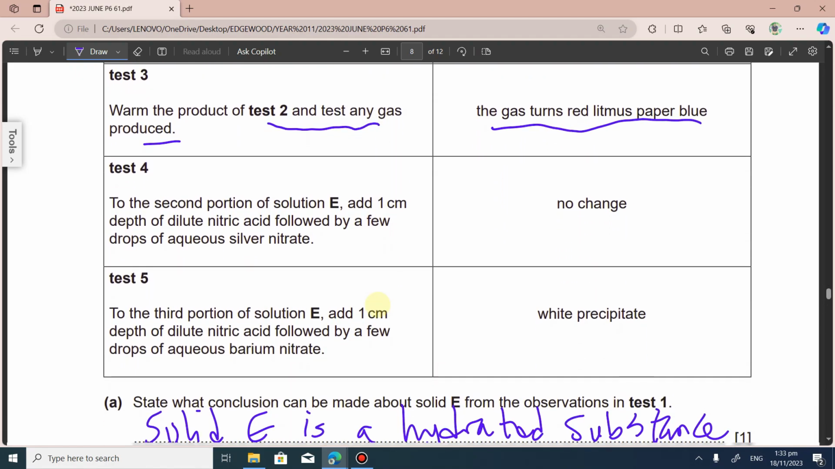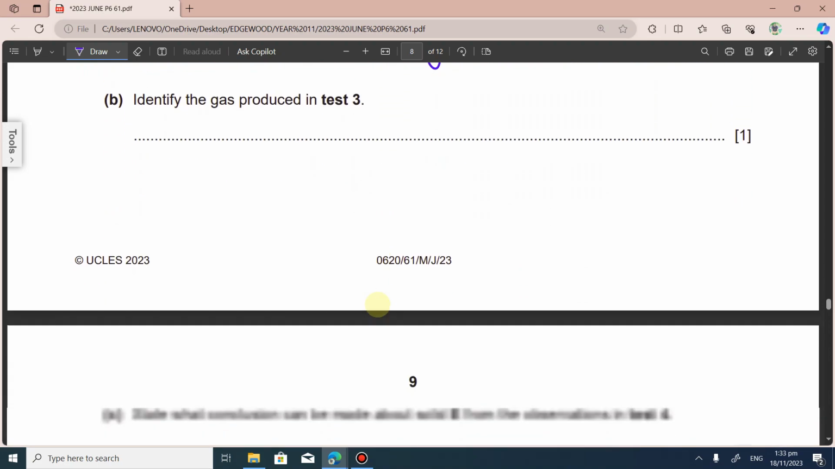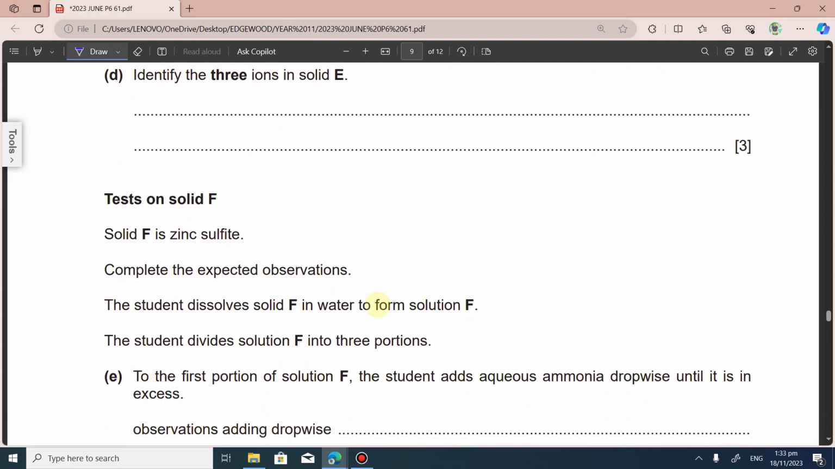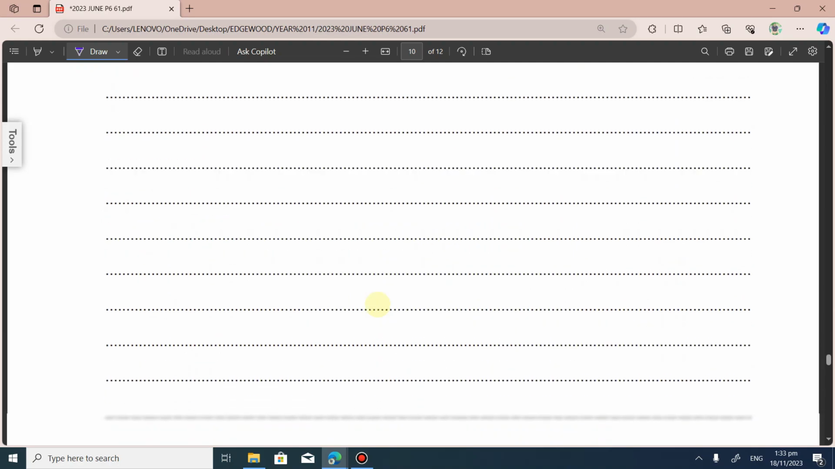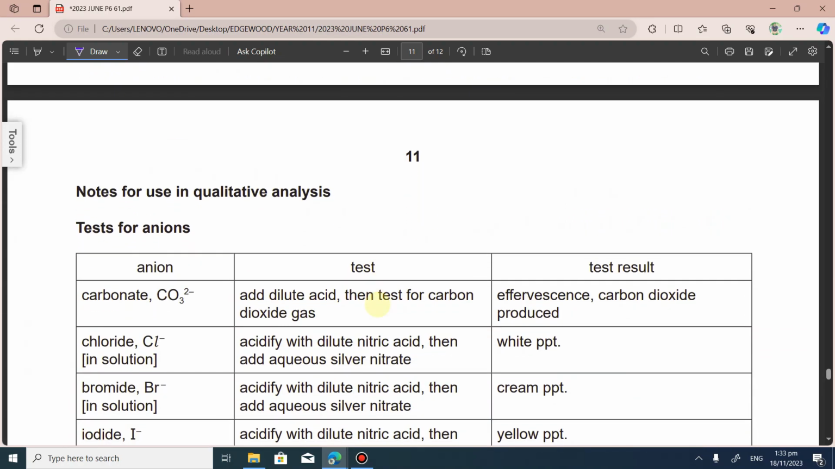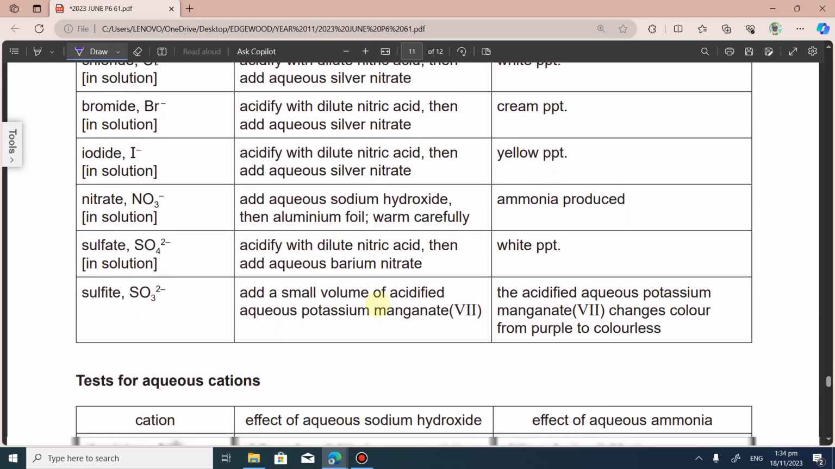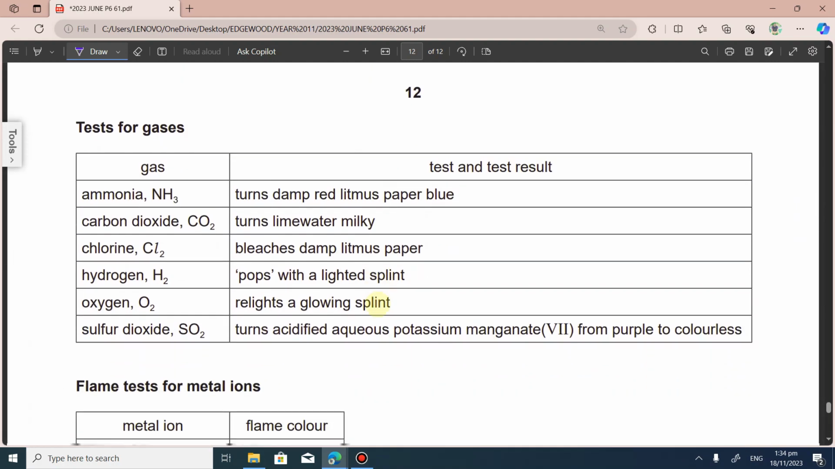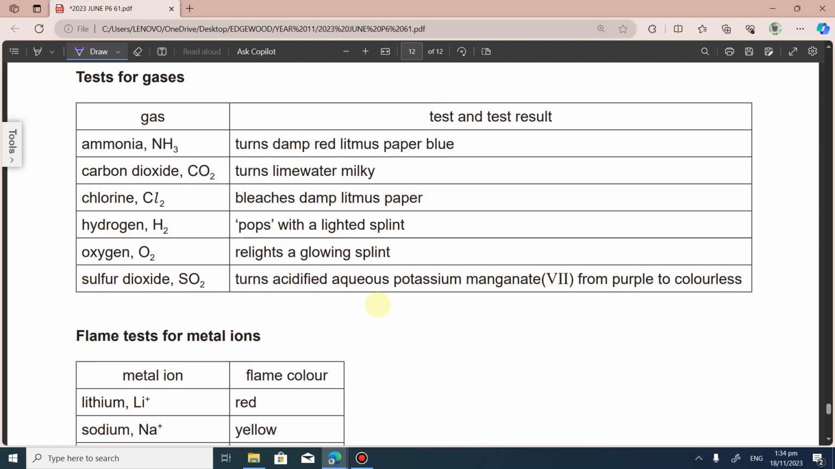There is information at the end of this paper that gives information about the test for gases, test for ions, test for metals, test for anions. So we just consult that information so that you can learn how to use it. You can see the notes for using qualitative analysis. You have tests for anions here, tests for cations next, then tests for gases, and then flame tests for the metal ions. But our focus now is on the test for gases.